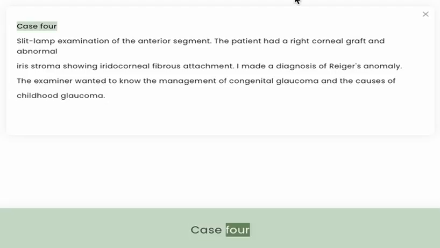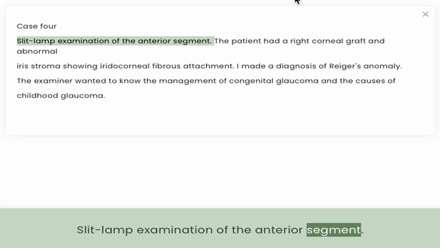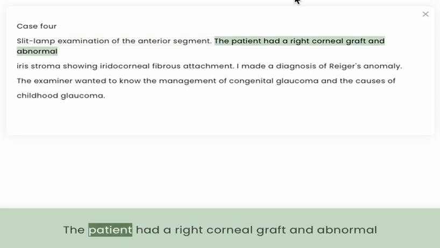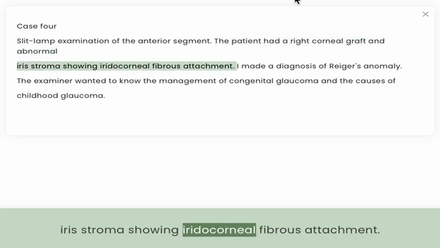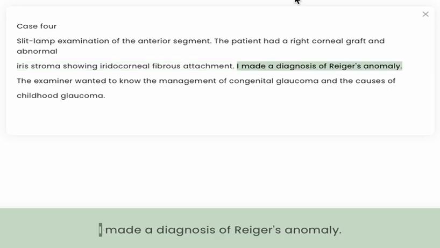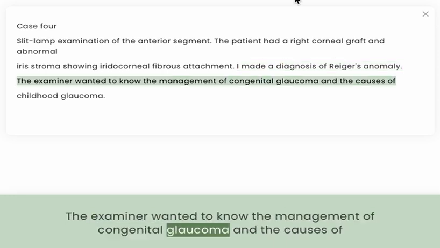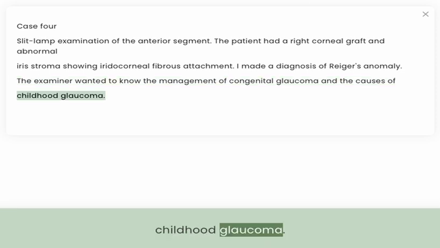Case 4. Slit lamp examination of the anterior segment. The patient had a right corneal graft and abnormal iris stroma showing iridocorneal fibrous attachment. I made a diagnosis of Rieger's anomaly. The examiner wanted to know the management of congenital glaucoma and the causes of childhood glaucoma.